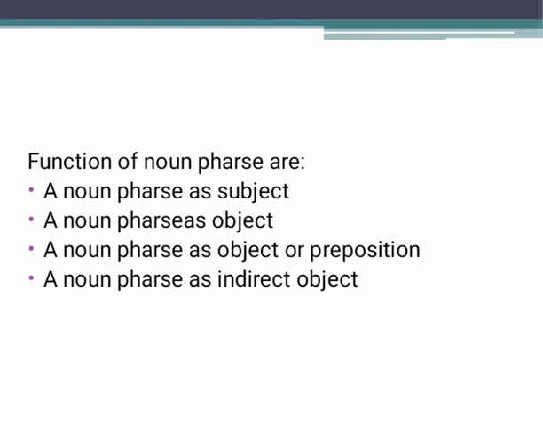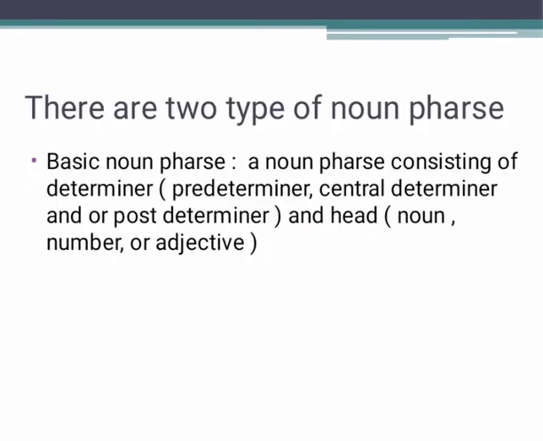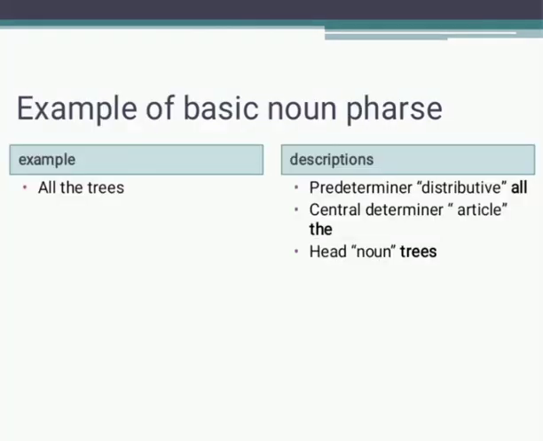Functions of noun phrases are: noun phrase as subject, noun phrase as object, noun phrase as object of preposition, and noun phrase as indirect object. There are two types of noun phrases. First is the basic noun phrase, a noun phrase consisting of determiner, predeterminer, central determiner, and or post-determiner, and head noun, number, or adjective.